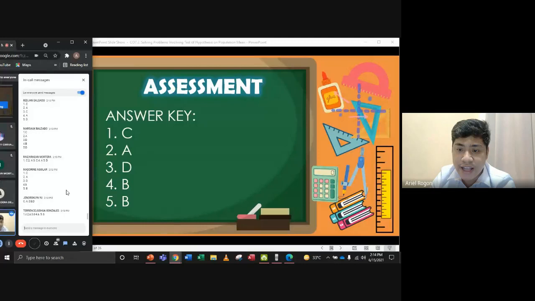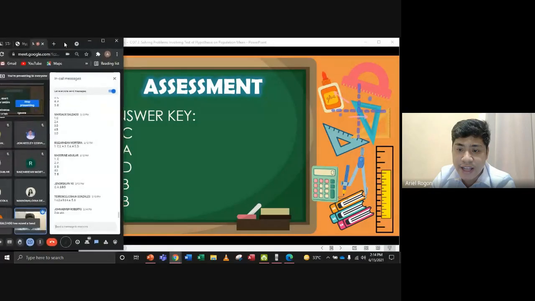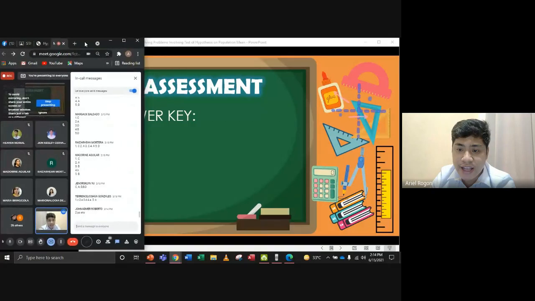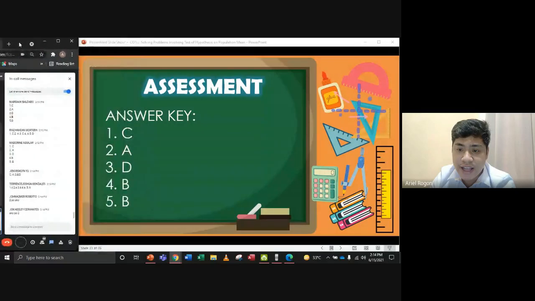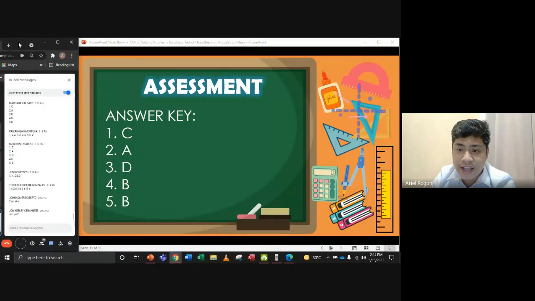So, meron bang nakakuha ng 2? 1 and 2? Be honest, class. Meron? Okay, so wala naman nagtataas ng kamay. So we can conclude that you really understand the topic today. So for that, okay, meron nakuha ng 2, si Robert and Cervantes.